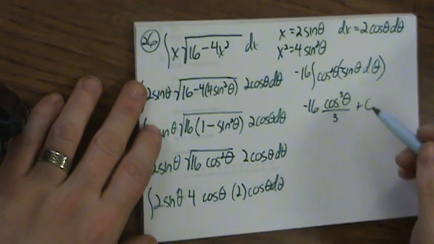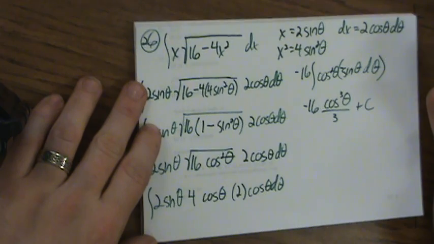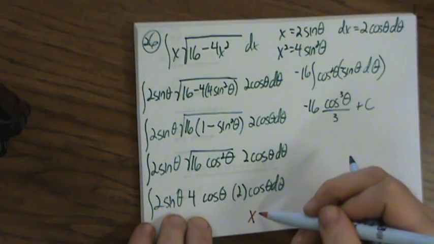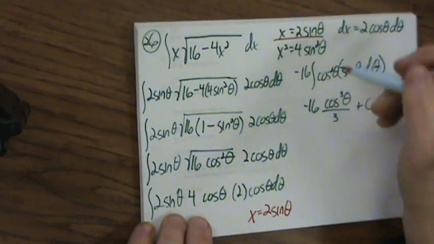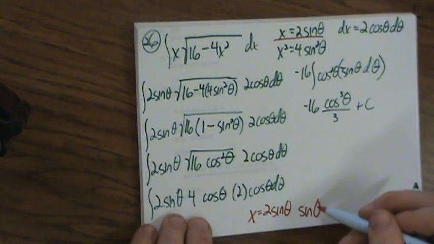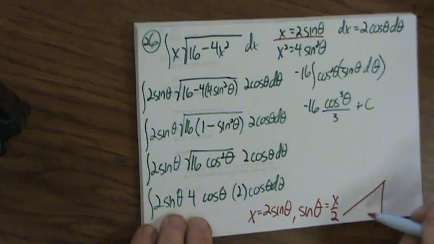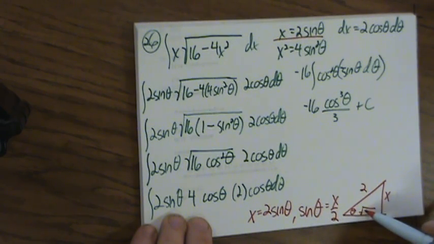All that's left to do is, we only have one thing with theta in it. That's nice. We need to find out what's the cosine of theta. Again, we know that x is equal to 2 sine theta from up here. So sine theta is equal to x over 2. Let's create that angle. That angle theta has a sine of opposite over hypotenuse of x over 2. So what's this side? It's just going to be the square root of 2 squared minus x squared, so the square root of 4 minus x squared.